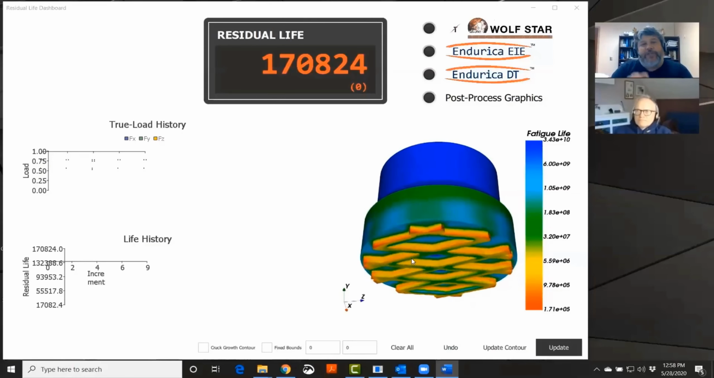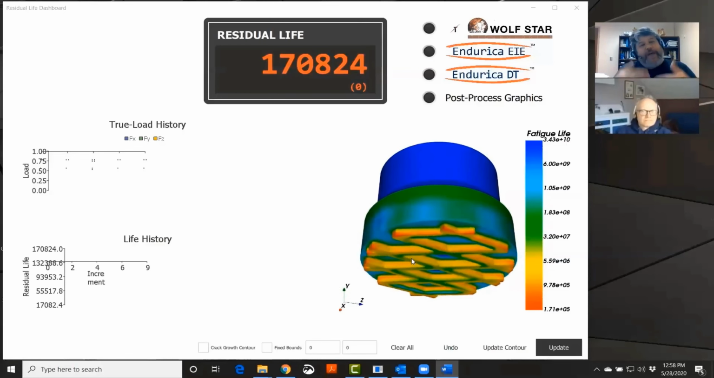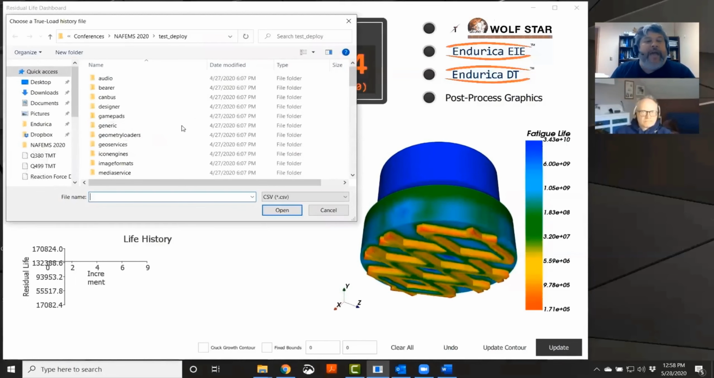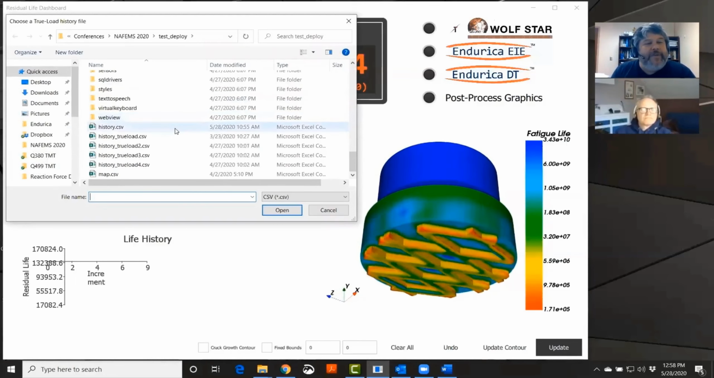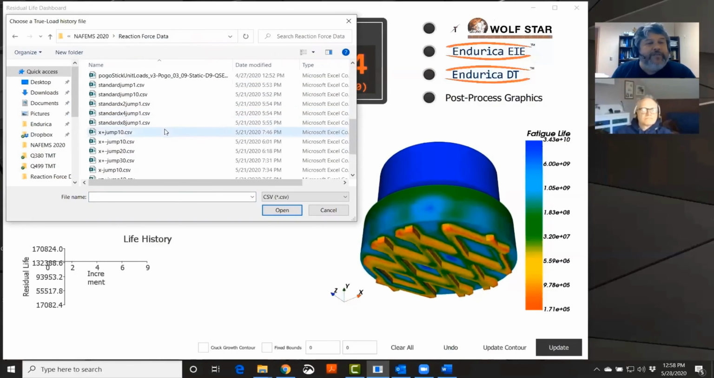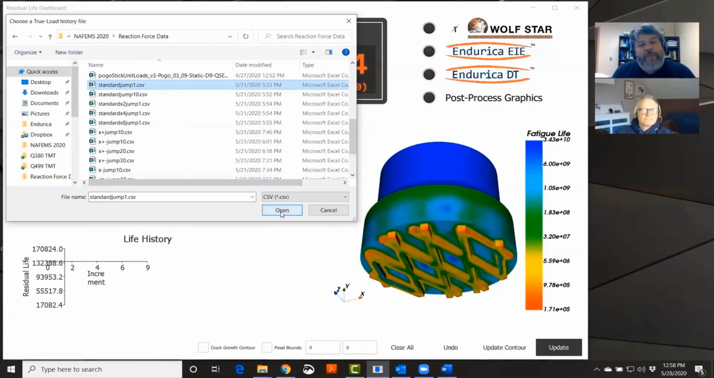What I'm going to do now is give an initial test. Let's do one standard jump, right? And what we would expect when we do one standard jump is that the residual life should decrement by 1 unit. So let's go ahead and do that. To do that, I'm going to hit the update button, and I'm going to go and find the CSV file that has the X, Y, and Z load history as a function of time. It's, in this case, a file called standardjump1.csv. I'm going to open that.